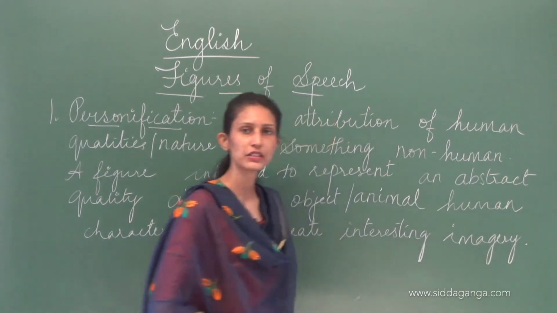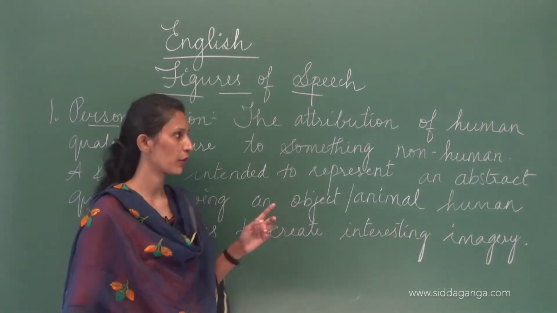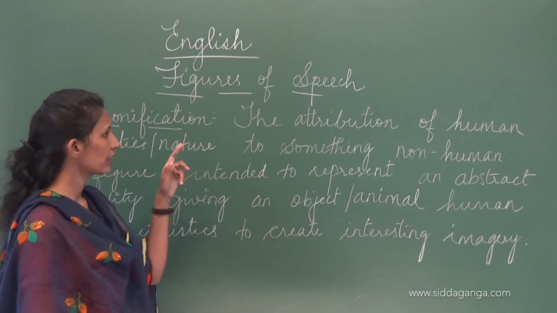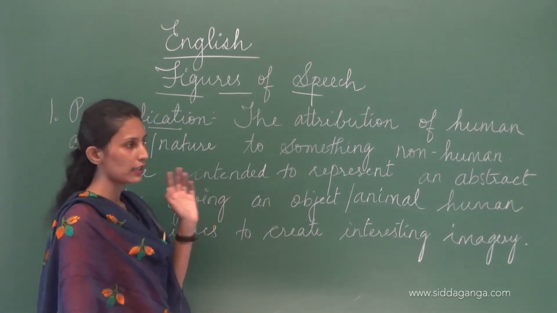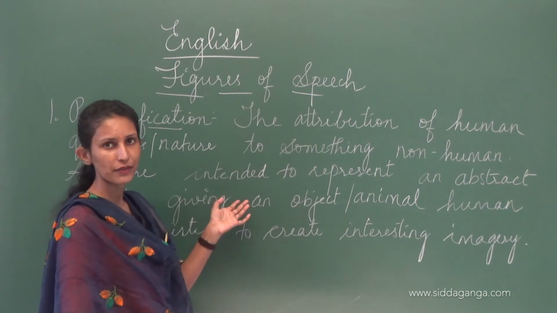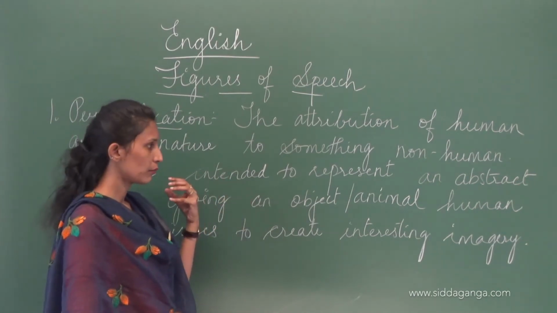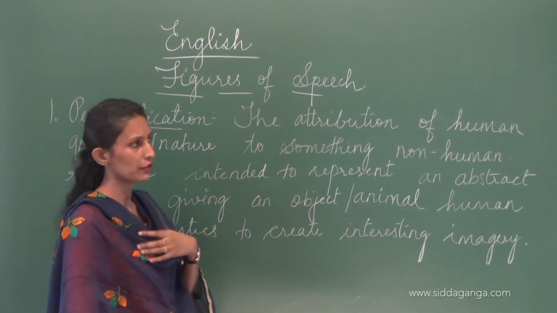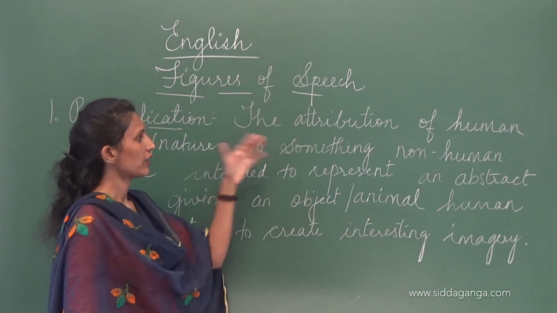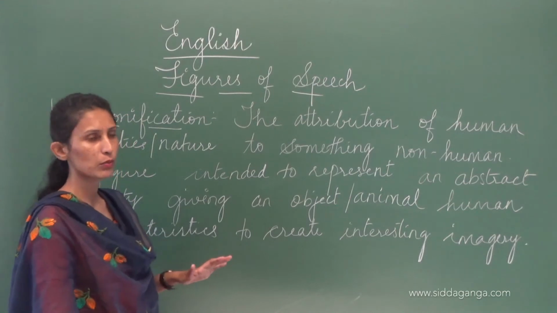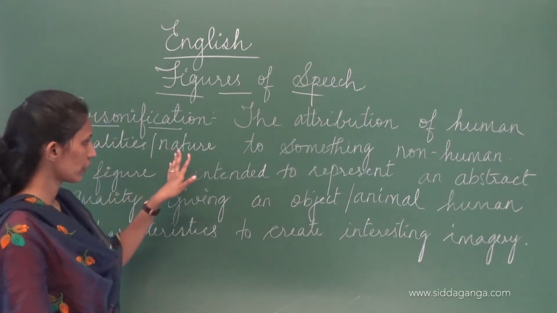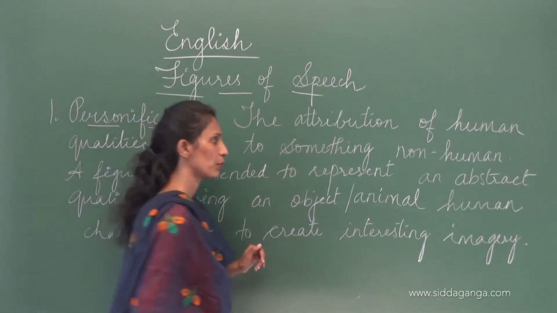Alright, these are two definitions of personification that I've laid down for you on the board. We'll just look into what the definition says for us. Now this is a basic dictionary definition. I'll tell you a simpler form of definition, you can listen to it. Now, we'll go with the definition first, and then we'll come to the simpler one. The attribution of human qualities or nature to something non-human. Put a full stop here, okay?